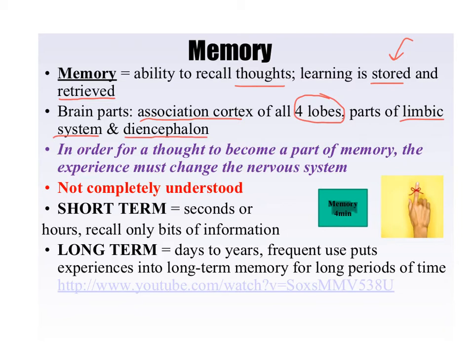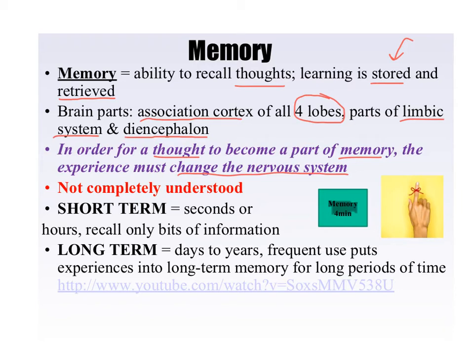Now, all learning is, in order for a thought to become part of memory or information to be stored in memory, there's a change in the nervous system. Remember, you do not grow new neurons, but your existing neurons can form bridges or form synapses with new neurons. And that's all learning is. It's your existing neurons in your brain forming new connections with other neurons.